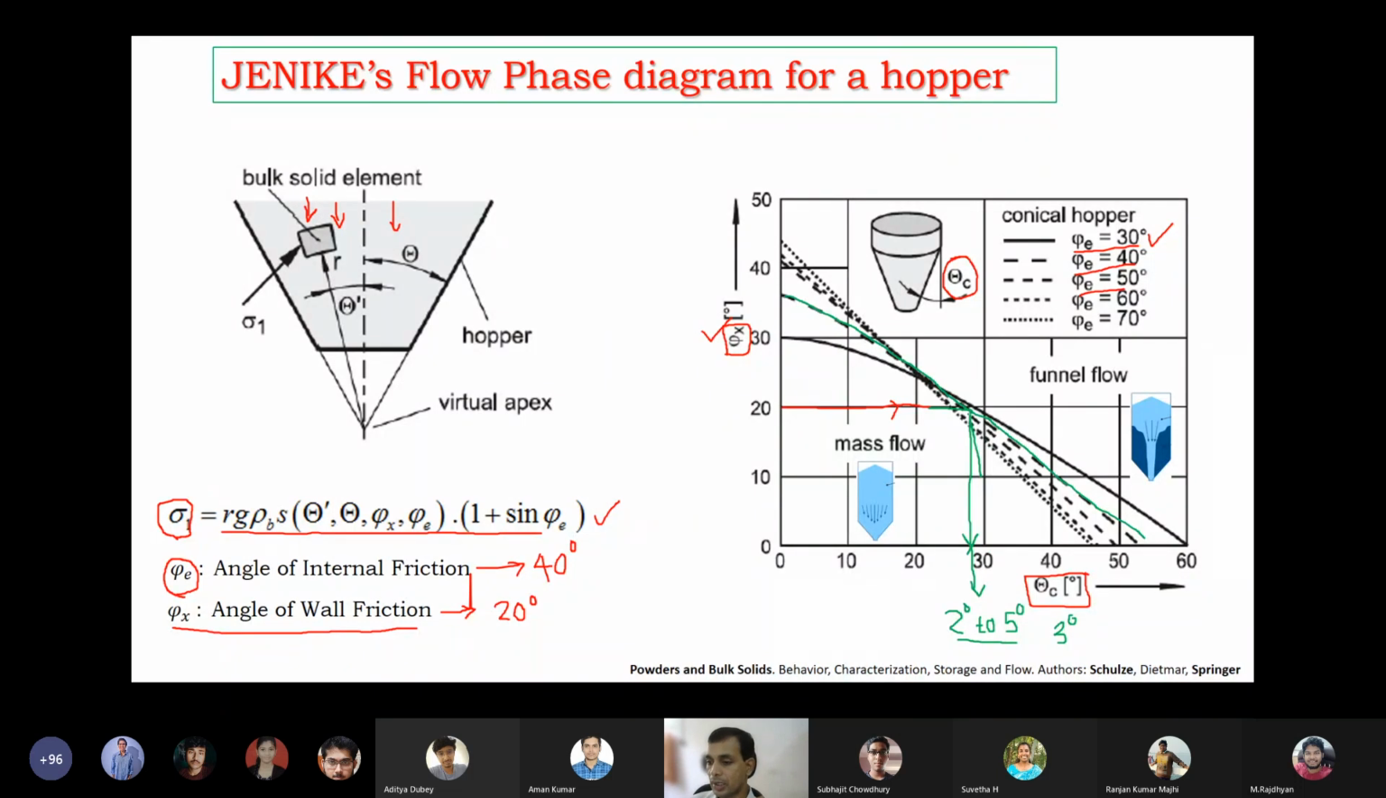The lower the angle, we always get mass flow. If the angle is higher, then it leads to funnel flow. Sorry, whatever angle we get, we need to subtract 3 degrees to get the mass flow. Did you all understand? Any question here?